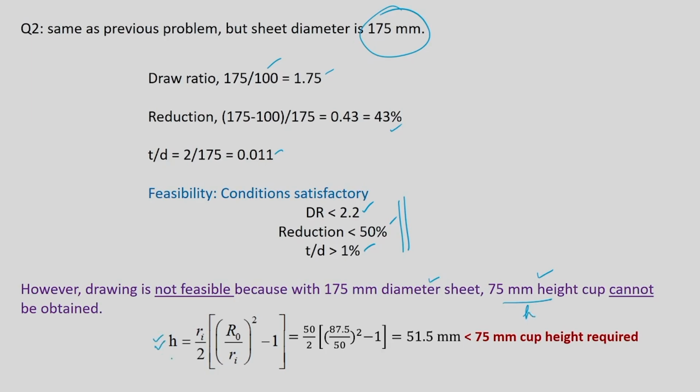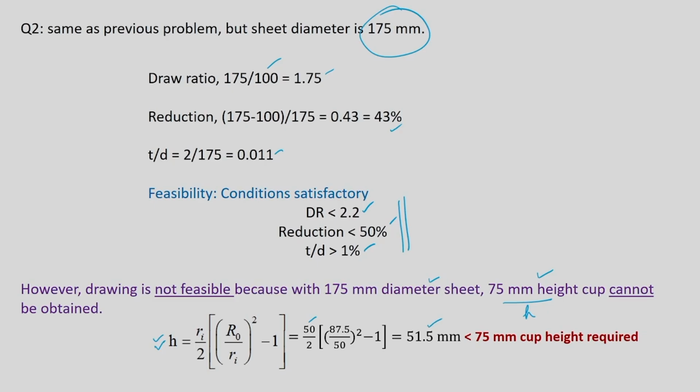The height is given by the equation we derived just now: Ri by 2 into (R naught divided by Ri) whole squared minus 1. Ri is, the diameter is 100, so it is 50 by 2. R naught is for the 175 diameter, so it is 87.5 divided by 50 whole squared minus 1, which would be 51.5 mm.